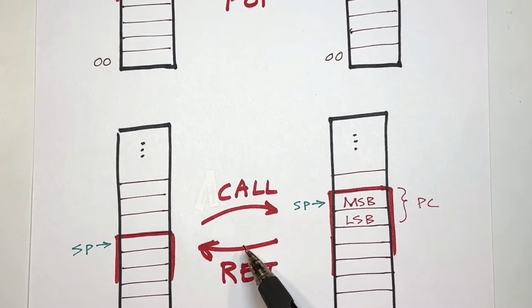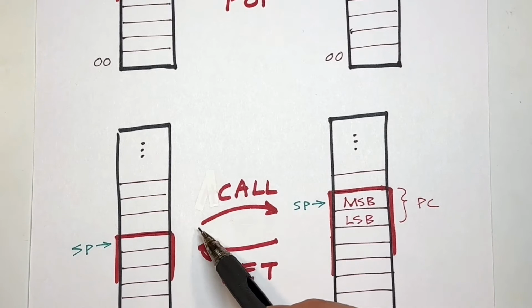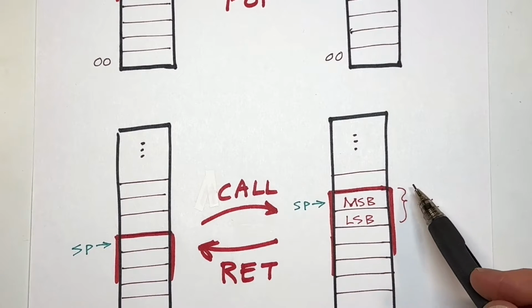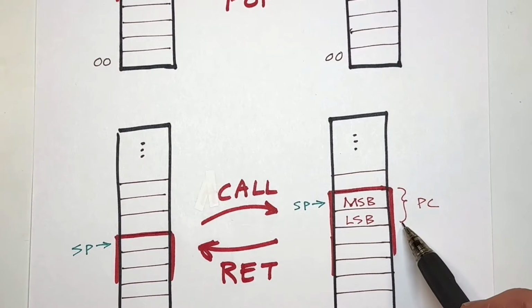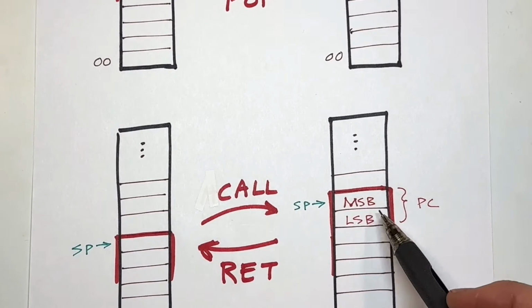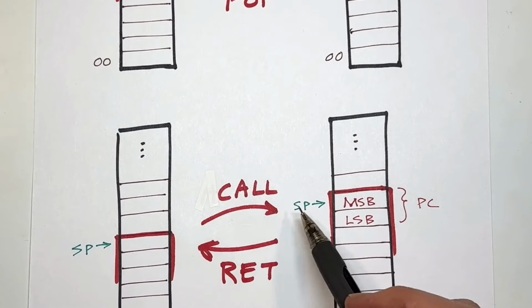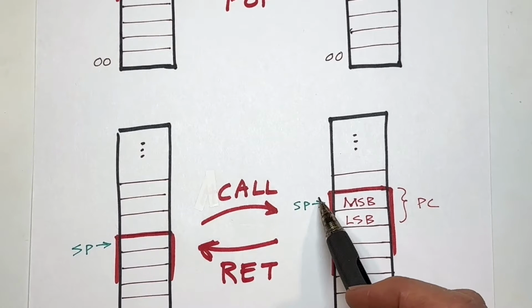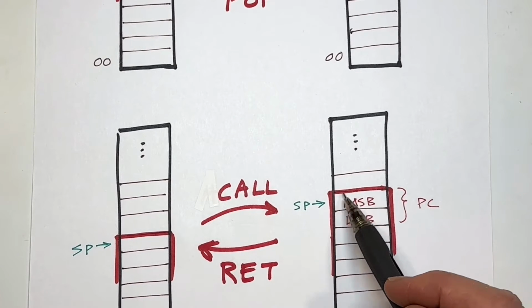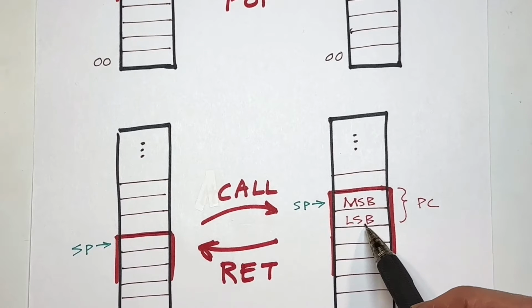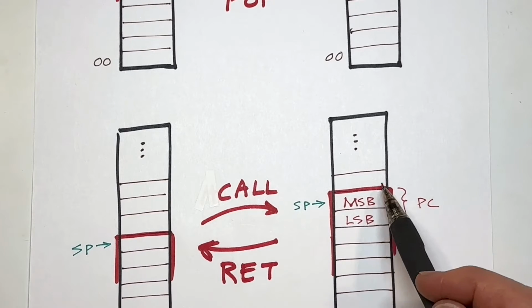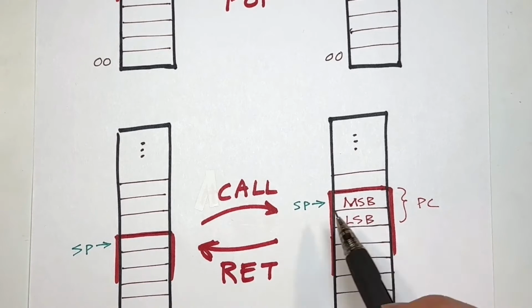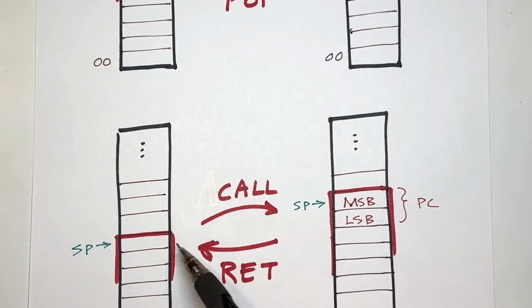Likewise, we have a call and return instruction, and here we are saving the program counter, that is the address of the instruction to return to, and that's a 16-bit quantity. So the call instruction will increment the stack pointer and store a 16-bit value. A 16-bit is 2 bytes. We'll store 2 bytes onto the stack, and return pops those off and puts them into the program counter to return.